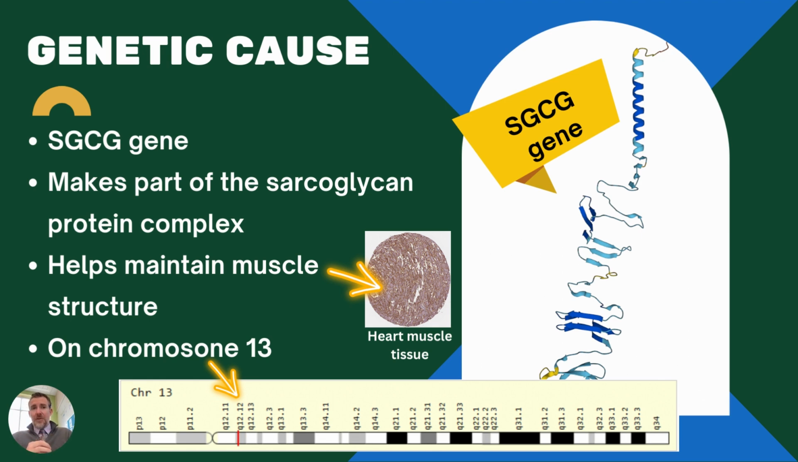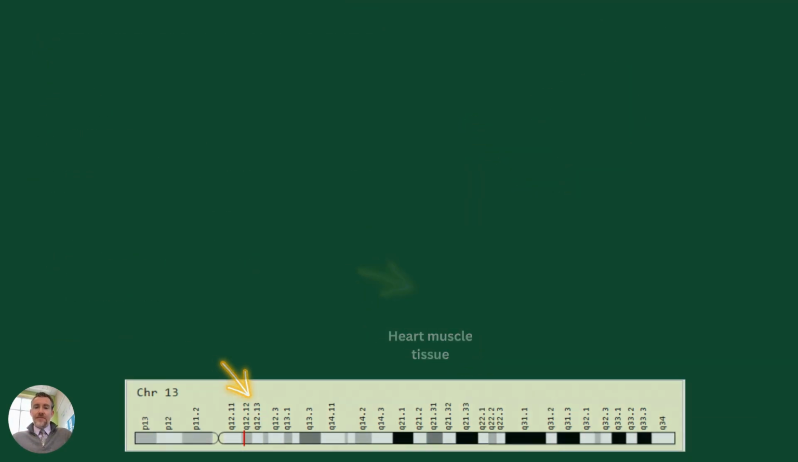So basically, when you have a mutation in this gene, you're not making the sarcoglycan protein correctly, so your muscles don't have the same amount of structure or strength.